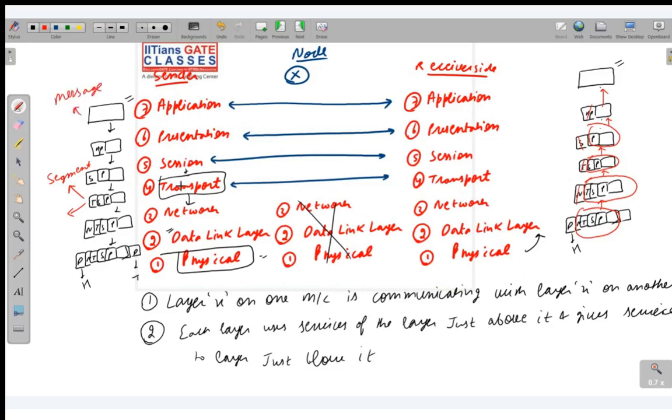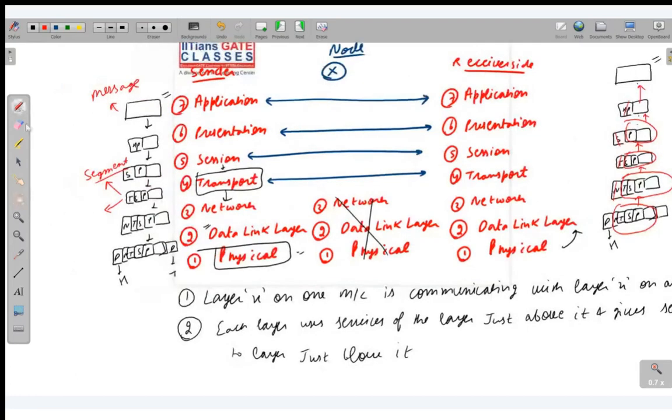At transport layer we will use the terminology segment, or sometimes the terminology user datagram, as the packet name. When we will use it, don't worry, you will come to know after a few slides. Network layer we call datagram, and data link layer we call it frame. So at transport layer there are two names, segment or user datagram, at network layer datagram, and at data link layer frame.